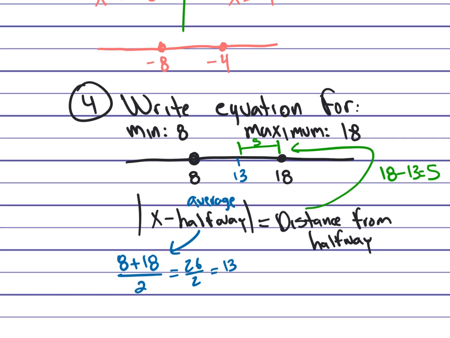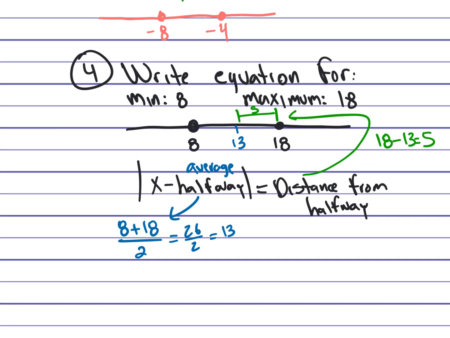Distance has to be positive, so even if you get a -5, it's still going to change to positive. So that makes my formula x minus my average equal to the distance or deviation.